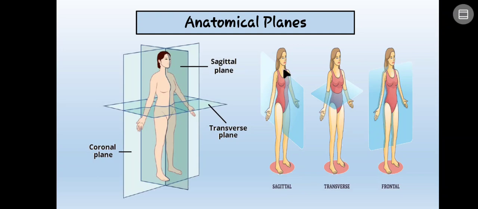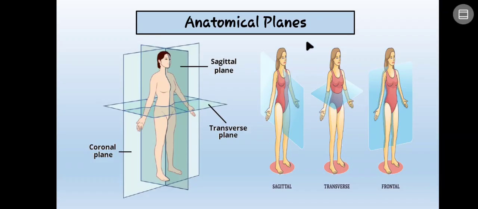The difference is that the sagittal plane at the end of the day will divide the body into right and left portions. It could be equal or unequal. Okay, the frontal plane will divide the body into front and back portions, anterior and then posterior portion. That is also another way of defining the frontal plane. It will divide the body and give us an anterior portion and a posterior portion.